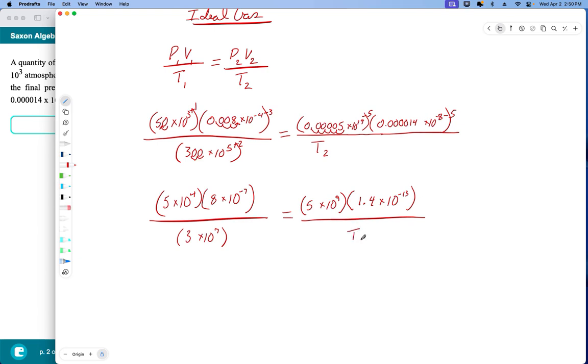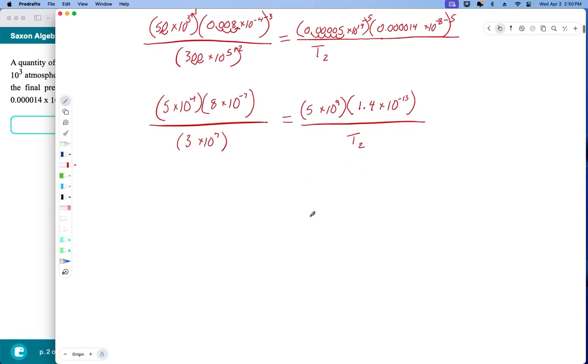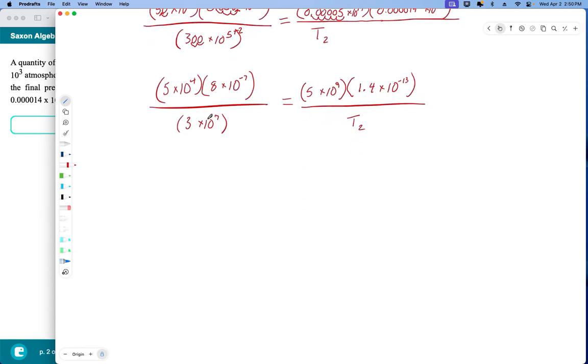And we still don't know what the final temperature is. But now we can solve it a lot easier, right? We got rid of all those zeros. Now we can use real numbers. So 5 times 8 is 40 times 10, and we have 4 and a negative 7. That's going to be a negative 3, over 3 times 10 to the 7.